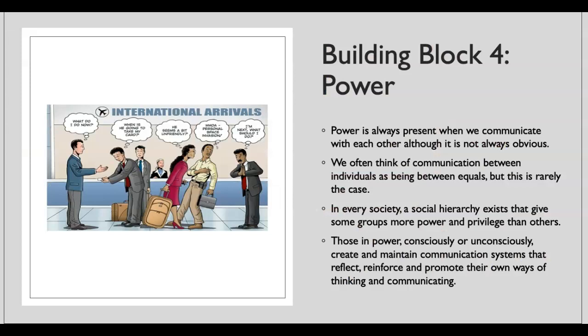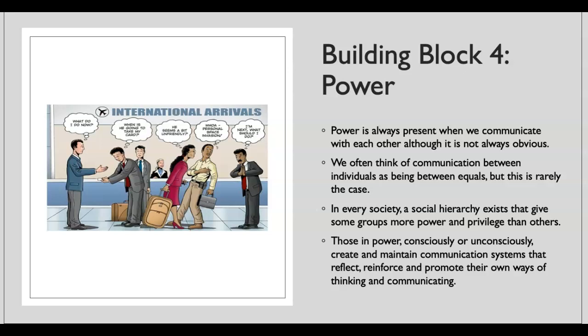Now, building block 4 is rather elusive, but it's always there in whatever context, in whatever communication. So power is always present when we communicate with each other, although it is not always obvious. We often think of communication between individuals as being between equals, but that is rarely the case, right? In every society, a social hierarchy exists that gives some groups more power and privilege than others. So, for instance, even when you think that you're equal with the person you're talking to, maybe in that context, one person has more power.